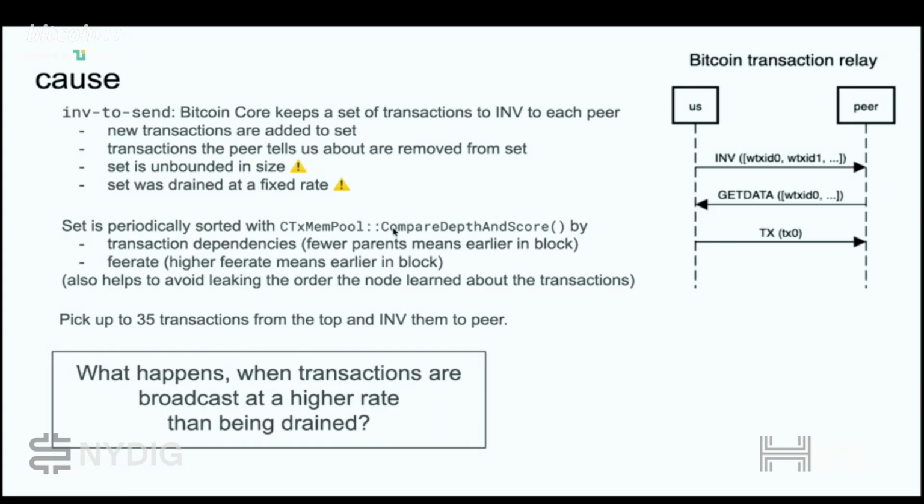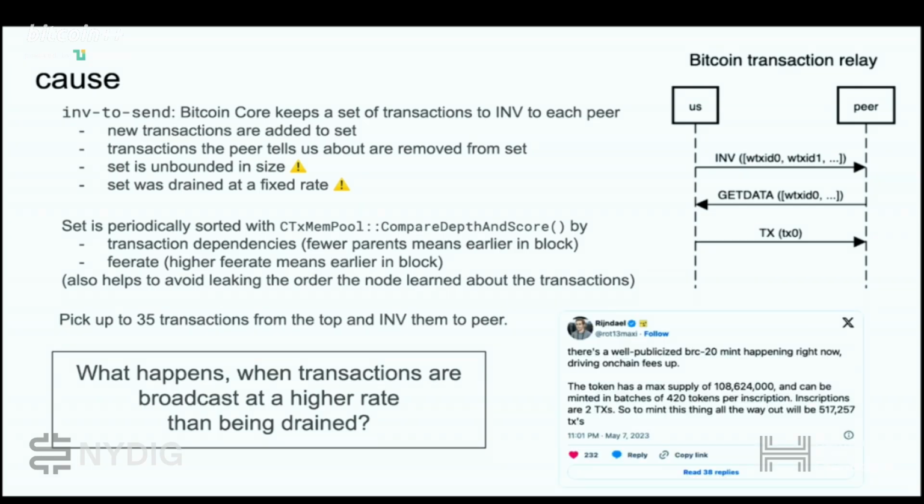But why would someone be broadcasting a bunch of transactions at the same time, right? That's quite inefficient. Probably spreading them out over time makes more sense. Also, who has millions of transactions to broadcast at the same time? Well, there was something going on there.